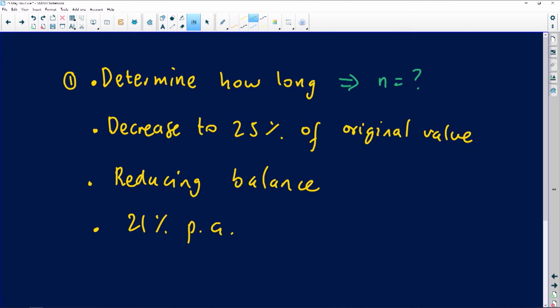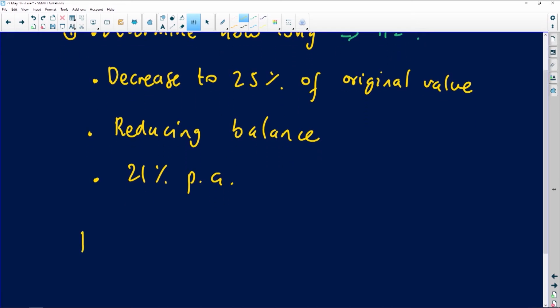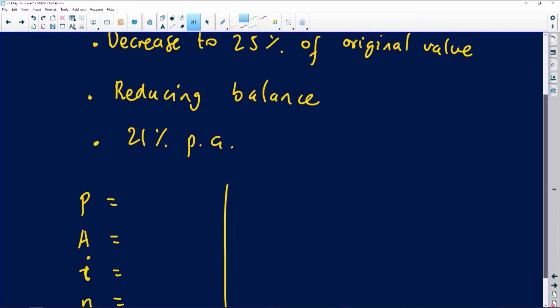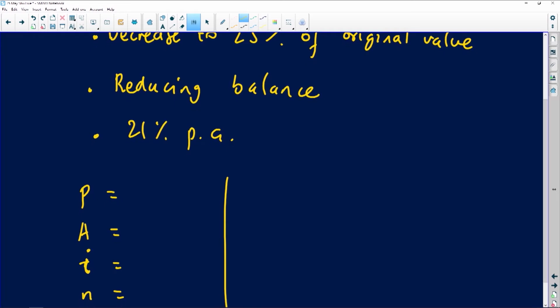Decrease to 25% of the original. Okay, I'm going to come to that. So this is what I call a PAIN question, right? If you're not familiar with PAIN, well, it looks like this. This is actually a typical PAIN question. Let me use small letter i because you guys are familiar with that. We're looking for all the variables of interest, right? The P value is the original, the principal value of this vehicle. We were not told that, so I'm going to call it X, right?